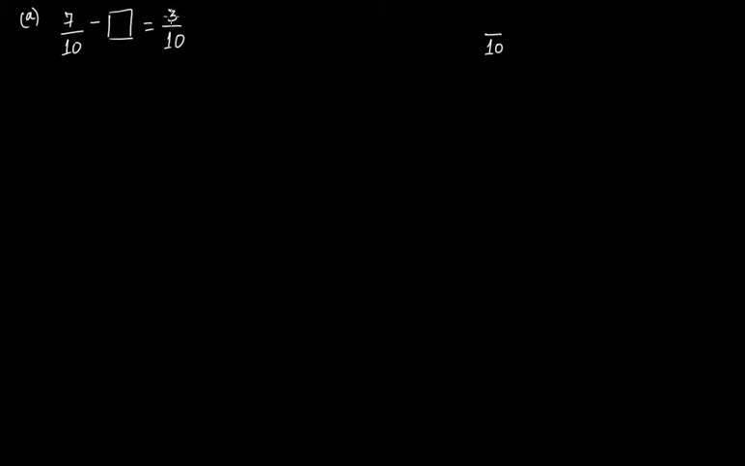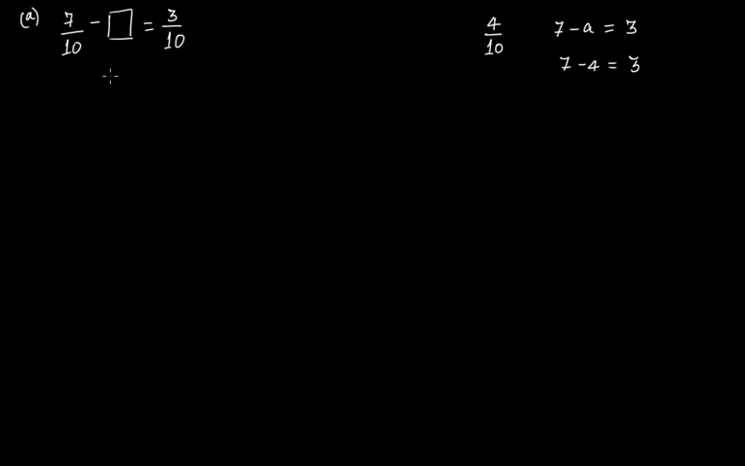Now, of course, if this is 7 and the missing number has to be subtracted from 7, if some number a has to be subtracted from 7 so that you get 3, of course a will be what? A will be 4, because if I subtract 4 from 7, we'll get 3. So 4 by 10 will be your fraction.